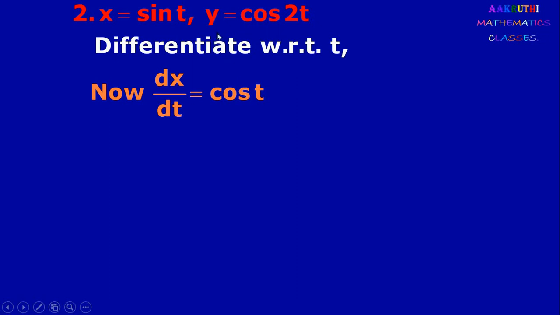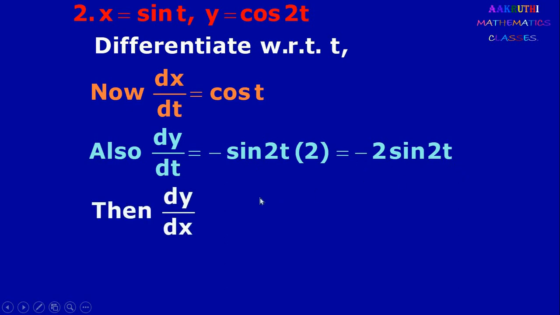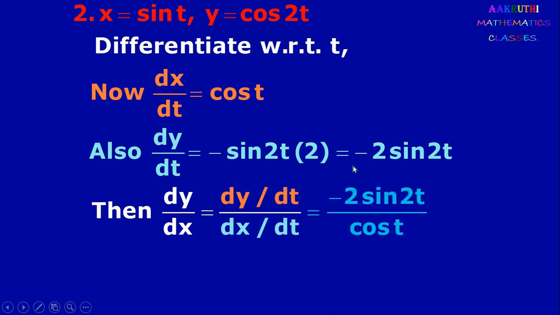And dy by dt is cos 2t differentiation, which is minus sin 2t. Again 2t differentiation is 2. So it is equal to minus 2 into sin 2t. Now dy by dx equal to dy by dt divided by dx by dt. So it is minus 2 sin 2t divided by cos t.